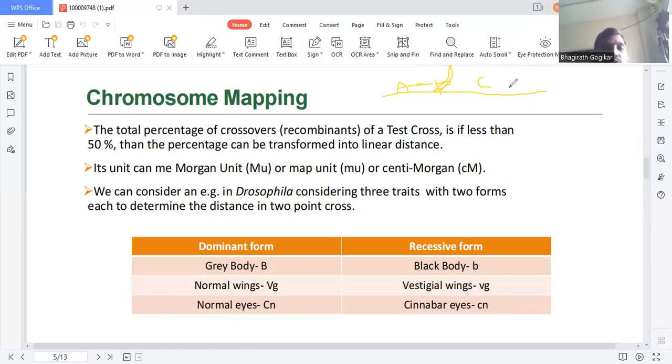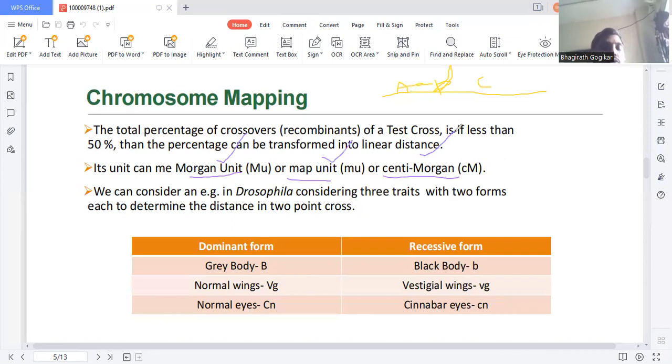T.H. Morgan and Sturtevant, in 1913, first constructed chromosomal maps for Drosophila melanogaster and the maize plant. The relative distance between two genes can be measured in Morgan units, map units, or centimorgans. What are the units generally used for measuring the distance between two genes? Morgan units, map units, or centimorgans.